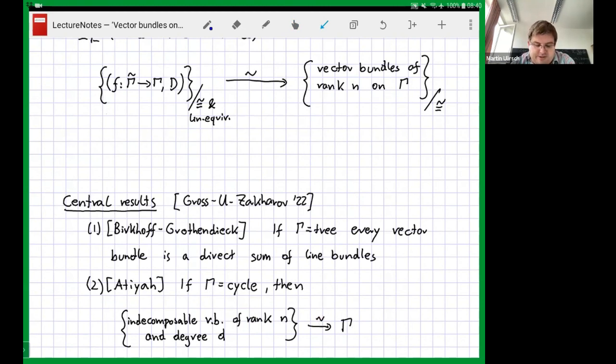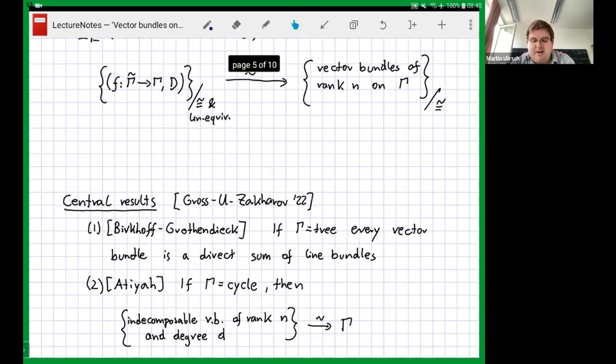And this generalizes the classical result of Atiyah, which says that on an elliptic curve, indecomposable vector bundles of rank n and degree d are in a natural one-to-one correspondence with the points of the elliptic curve. So the same is also true on the tropical incarnation of an elliptic curve, namely on a cycle.